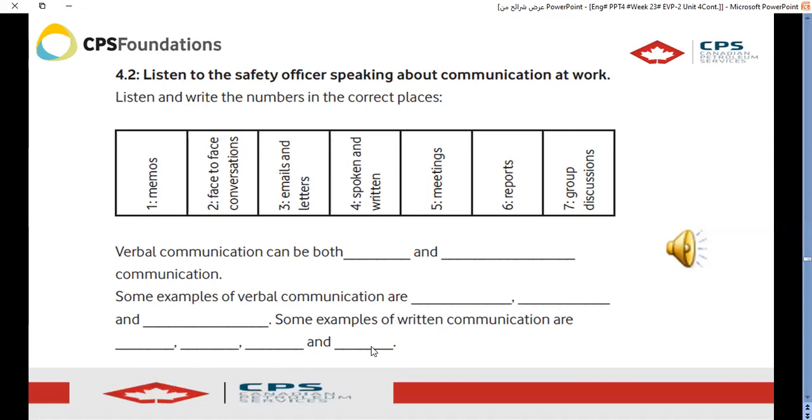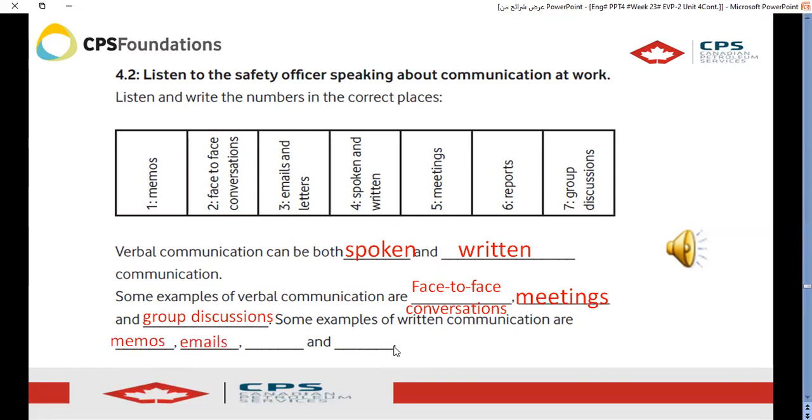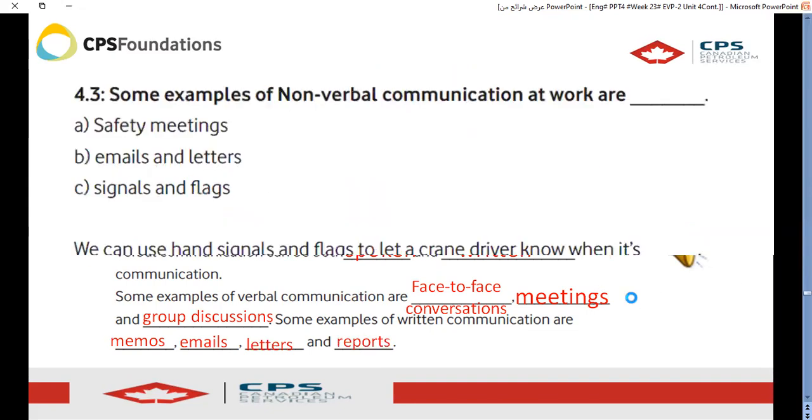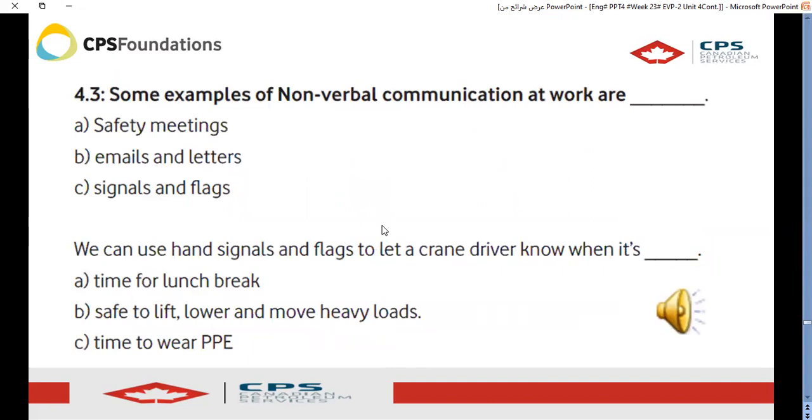Okay, so verbal communication can be both spoken and written. Some examples of verbal communications are face-to-face conversations, meetings, and group discussions. Some examples of written communication are memos, emails, letters, reports. Let's move to the next activity. Some examples of non-verbal communication at work are: we can use hand signals and flags to let a crane driver know when it is. Okay, let's listen.